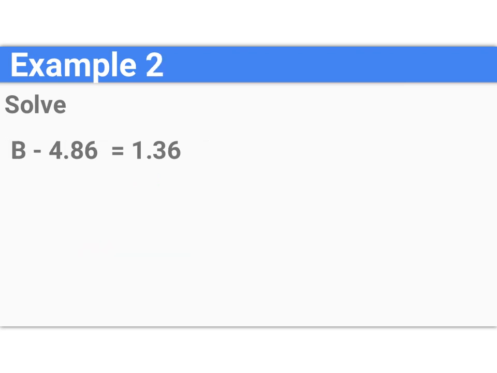Okay, so we're looking at our variable. We do the opposite. So we're going to add 4.86 to both sides. 4.86. They cancel out. Rewrite everything neatly. So we have b equals, now we add 6 plus 6 is 12. 8 plus 4 is 12. 6.22 is our answer.